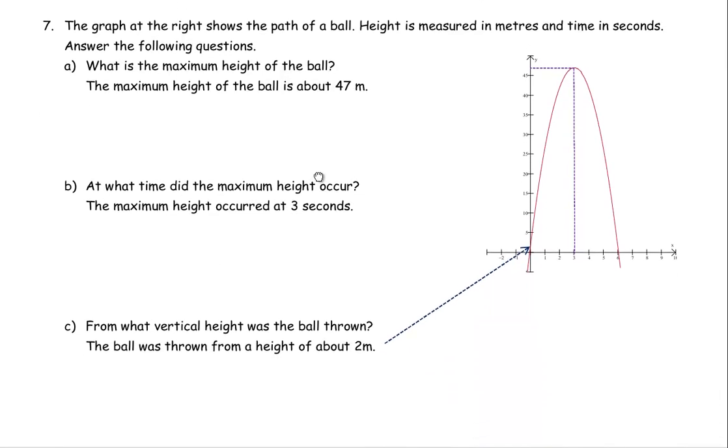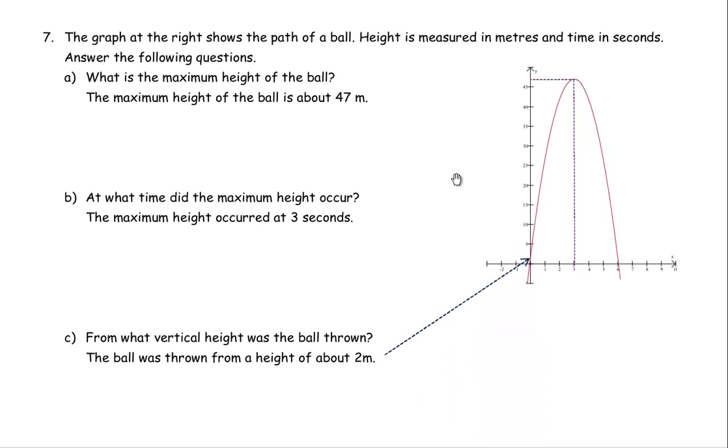For question number 7, all 3 parts here, we're going to use this graph. It's supposed to show the path of a ball that was thrown. In A, you're asked, what's the maximum height of the ball? Well, the maximum height is here. And you see, that's 45. So it's a little bit over 45, so it looks like about a couple above 45, so the maximum height is about 47 meters. And B asks, when did it occur?